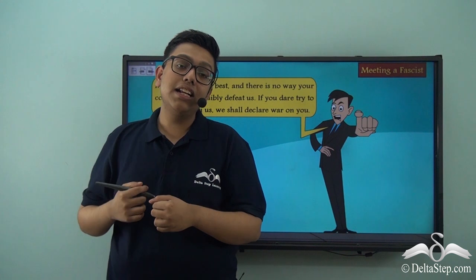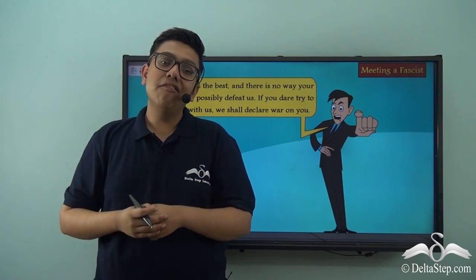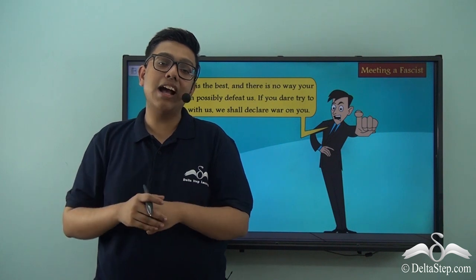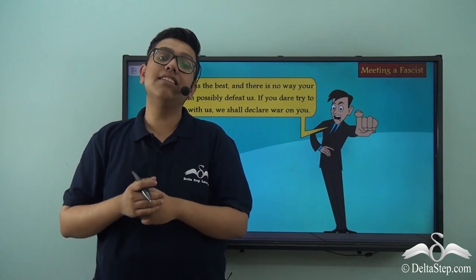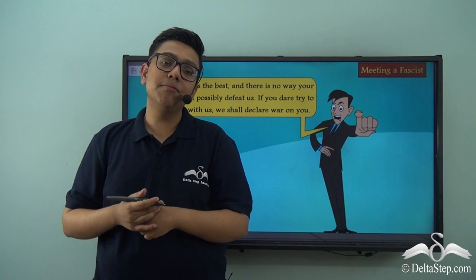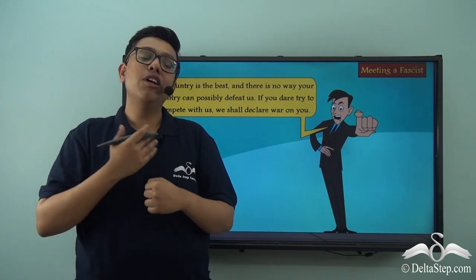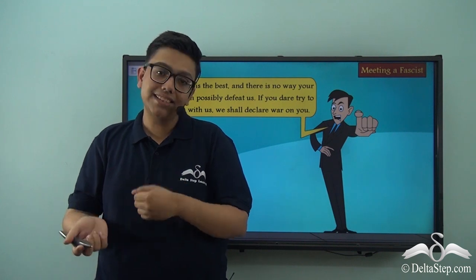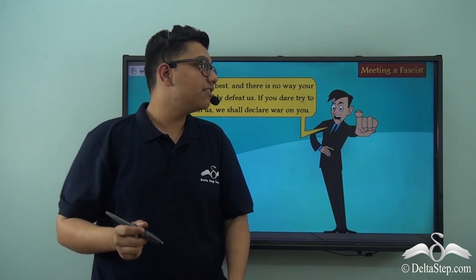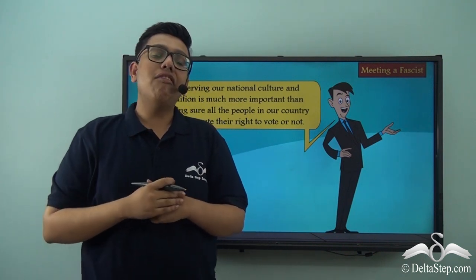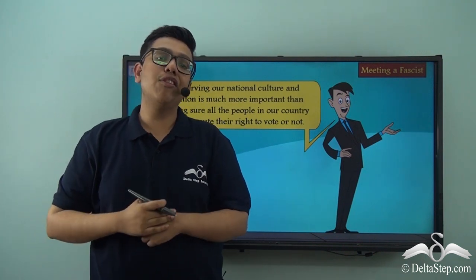Now that happens to be an ultra-nationalist tendency where nothing, not even war, is unjustified as long as it's about showing that their country is superior. Now fascism happens to be an ultra-nationalist ideology, and therefore what he's saying with anger makes sense for a fascist to say. Now, finally, you may ask, "Sir, why does your country not let everyone vote?"